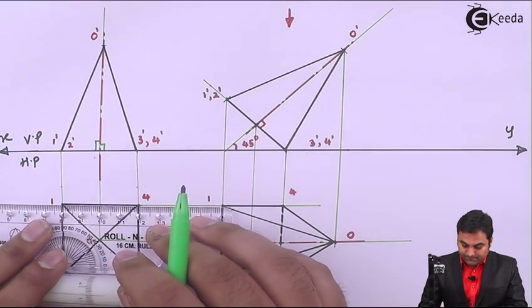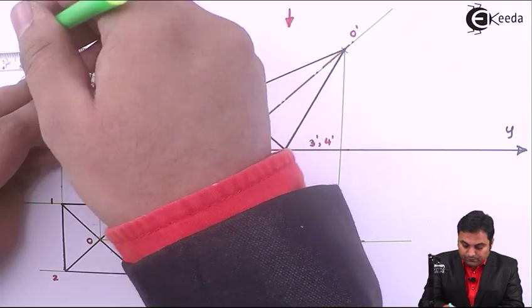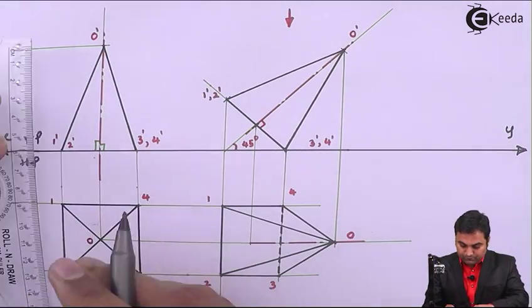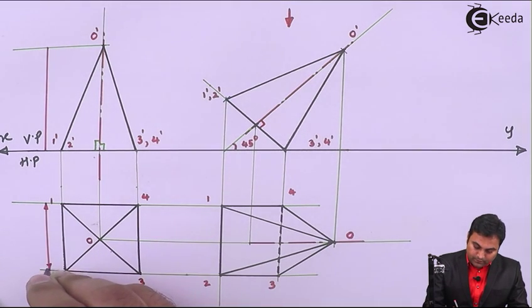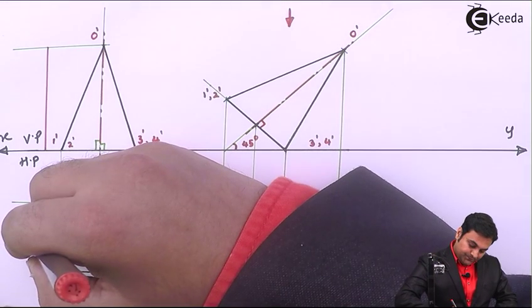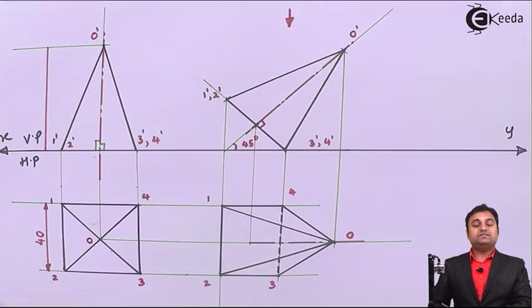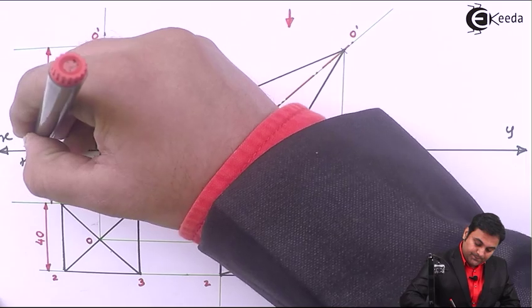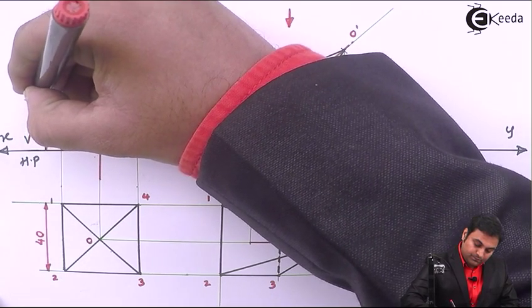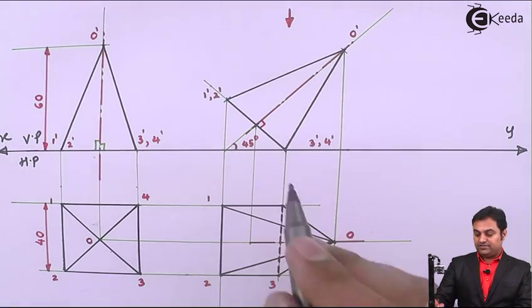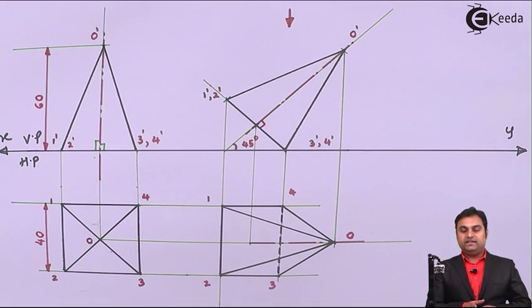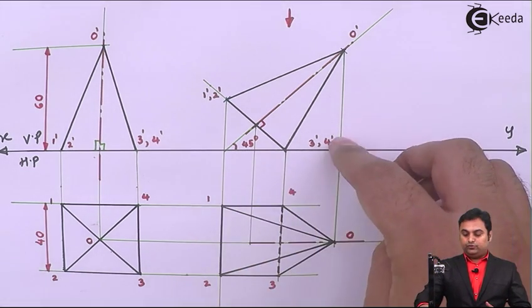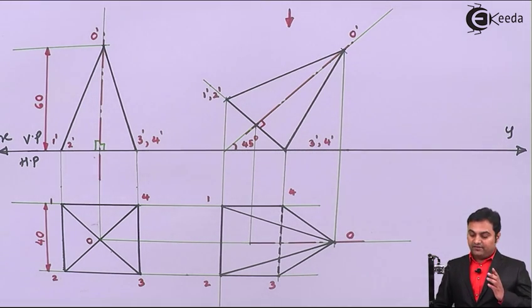And finally giving the dimensioning. Base edge is of 40 mm side, and axis height is 60 mm given. And inclination of the axis is 45 degrees. So here, as it was given in the question, there is a square pyramid resting on one of its base edge. Then that pyramid was tilted at 45 degrees to HP, which is seen in VP, and for that we have to draw the projections of front view and top view. We have completed this, and with this we complete the problem.